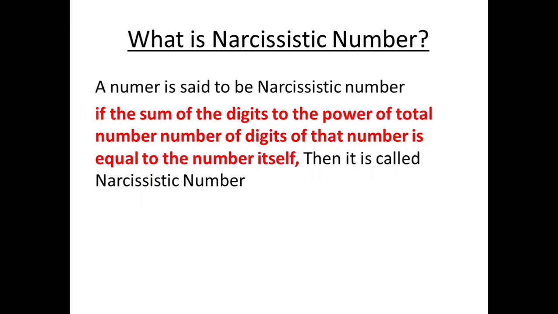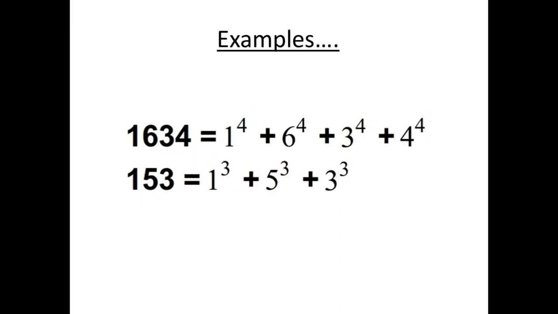A number is said to be a narcissistic number if the sum of the digits, each raised to the power of the total number of digits of that number, is equal to the number itself. Then it is called a narcissistic number. So it may be confusing, so I will show an example.